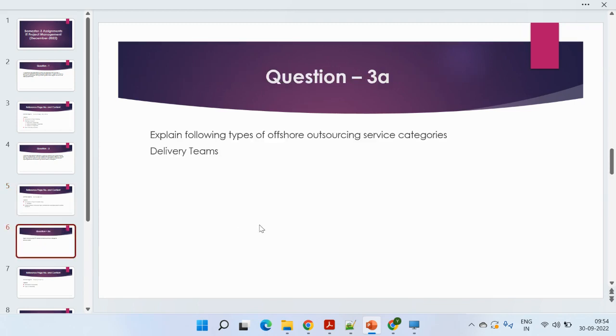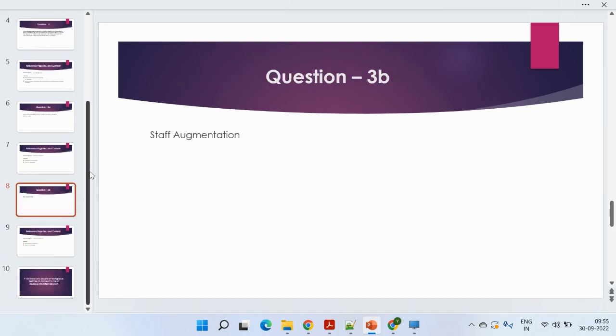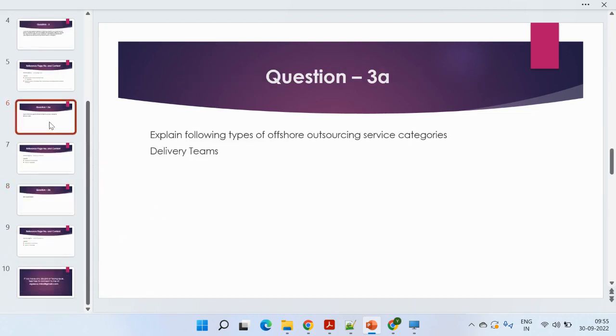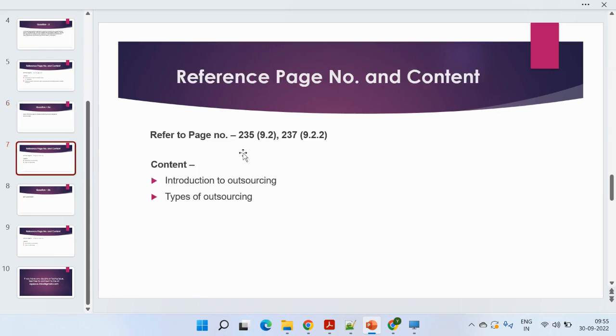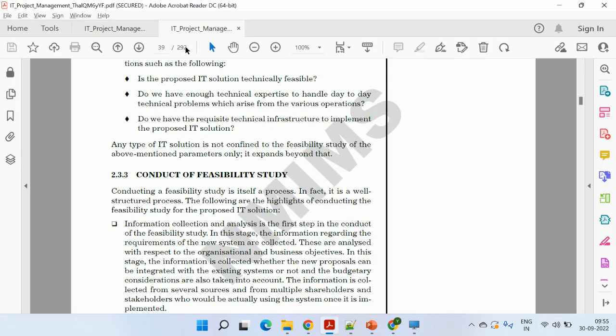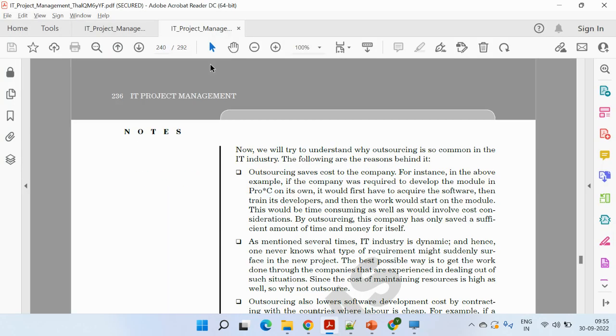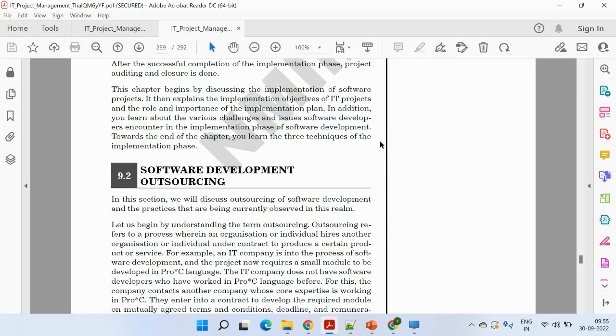Now going to the third question, explain the types of the offshore outsourcing service categories. So here it's two things which are being asked. The very first one is the delivery teams, and the second one is staff augmentation. So if we talk about the delivery team, so firstly we will need to see, okay, what is on-site offshore model, what is outsourcing model. So you just need to give an explanation about this. So it's being mentioned on page number 235. So going to page number 235.